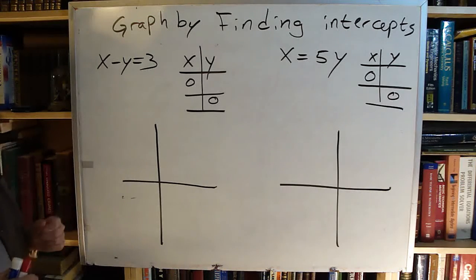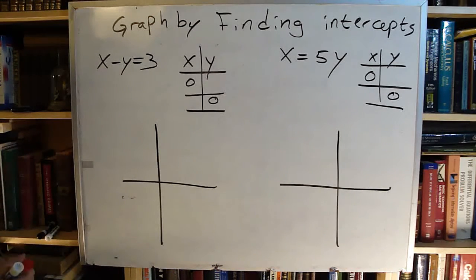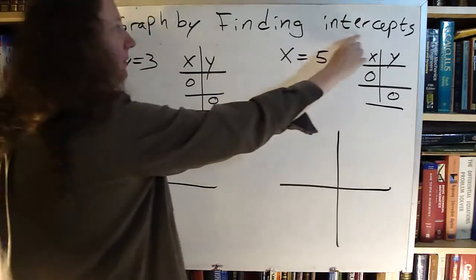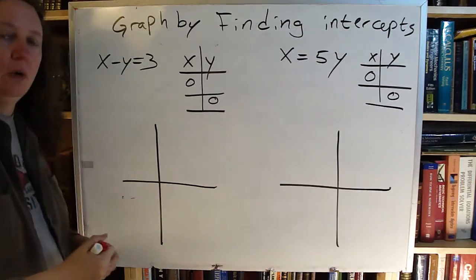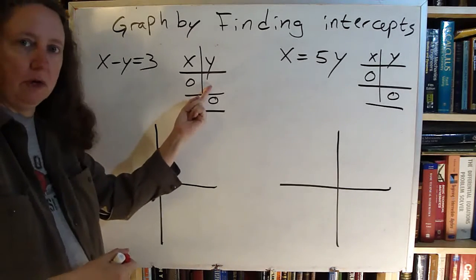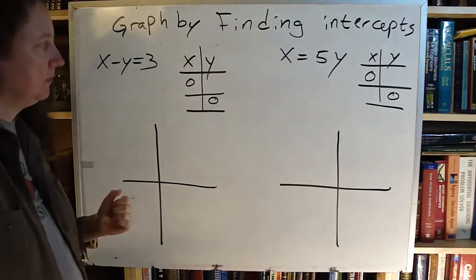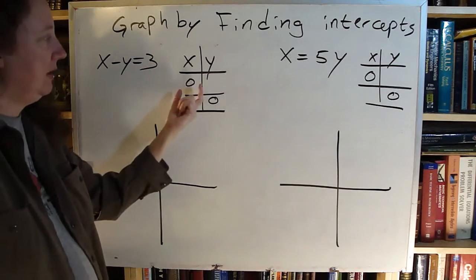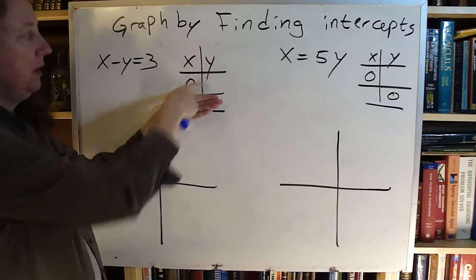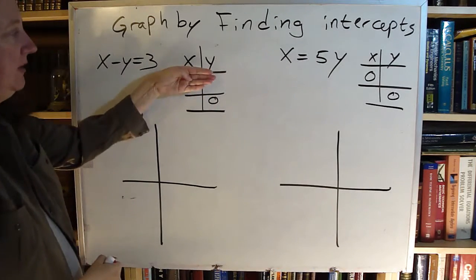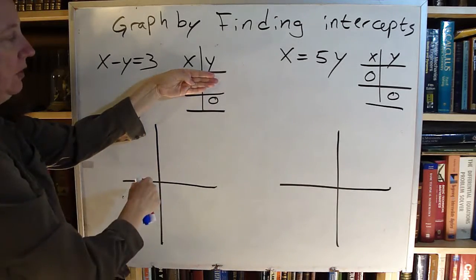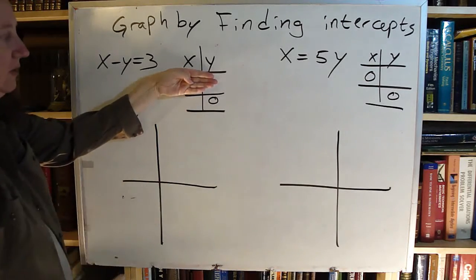Graph the two equations by finding their intercepts. So intercepts, remember, means that one of the letters is going to equal 0, and we find out what is the other letter. So in this first example I said, first, x equals 0, what is y? And then my second example on this same equation, y is going to equal 0, what is x?